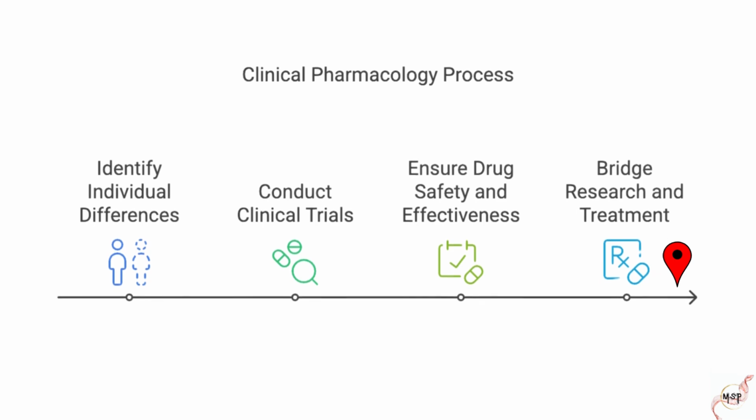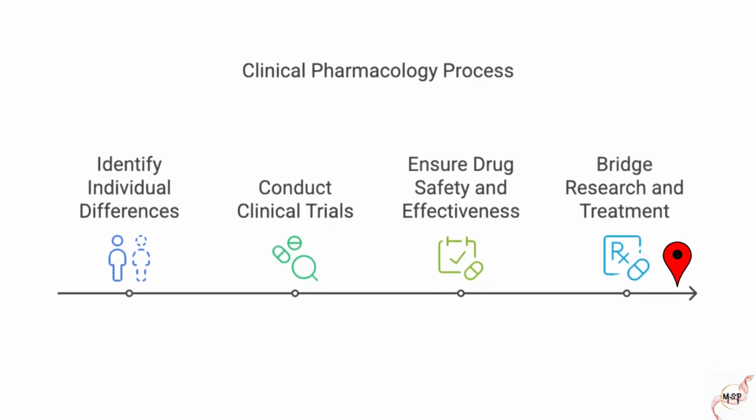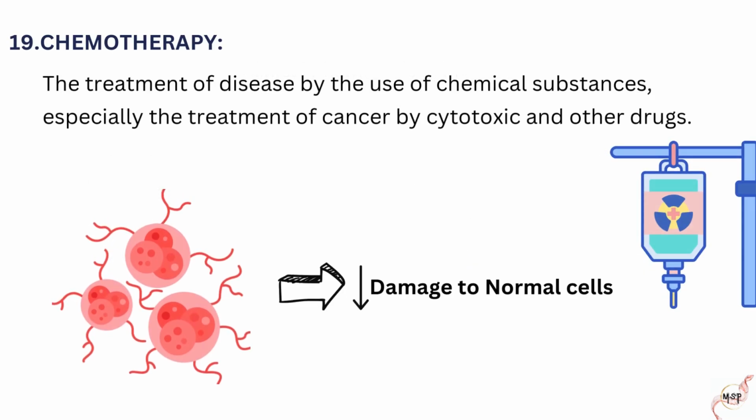Before any medication reaches the pharmacy, it goes through clinical trials where researchers test its safety and effectiveness in real patients. This ensures that only the best treatments make it to the market. Clinical pharmacology bridges the gap between drug research and real world treatment, ensuring that medicines are safe, effective, and tailored to each patient's need.